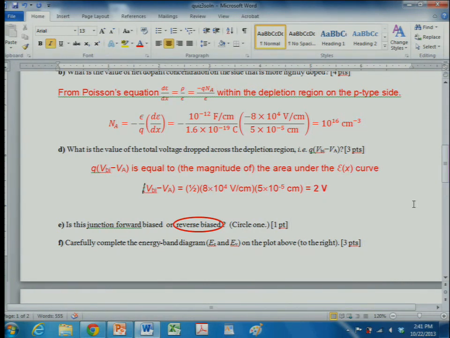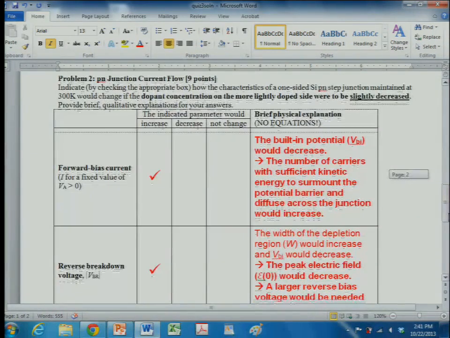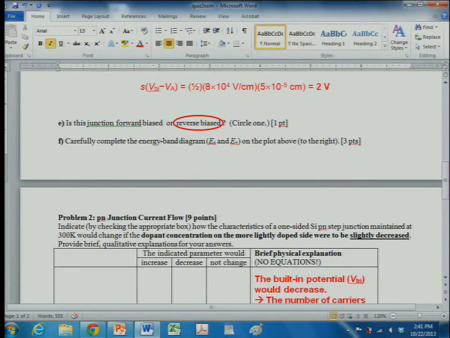Does anybody have any questions about whichever side? Do you all know that the lightly doped side is the side? Okay, all right. So maybe I'll just take off half a point because you guys really know it, right? Okay.